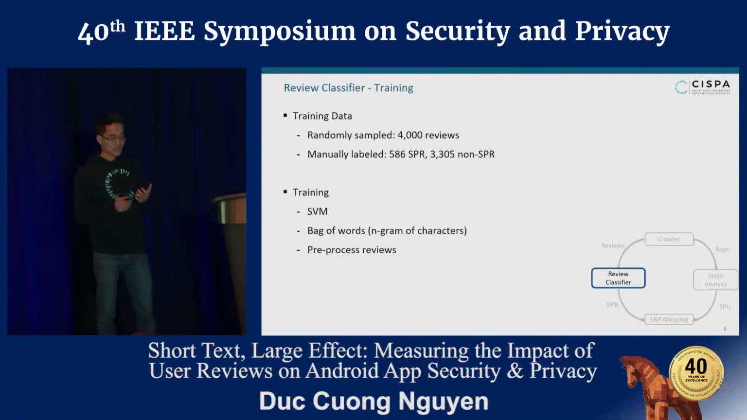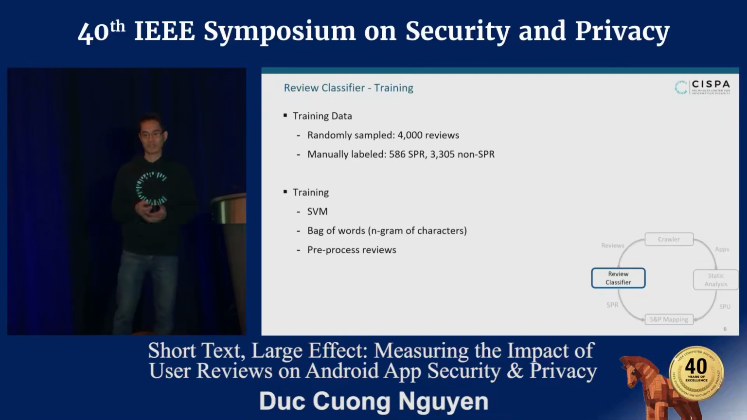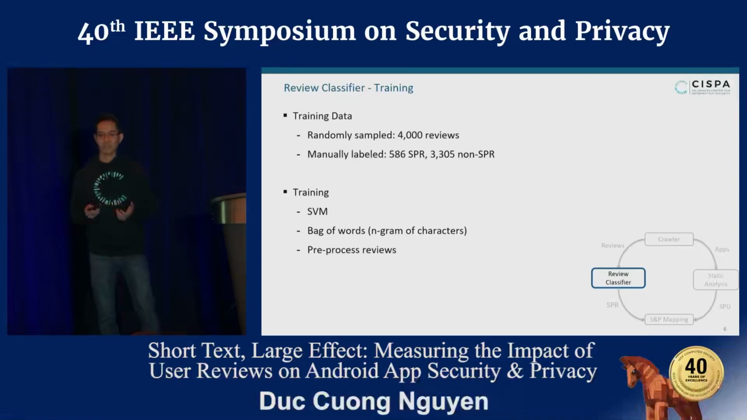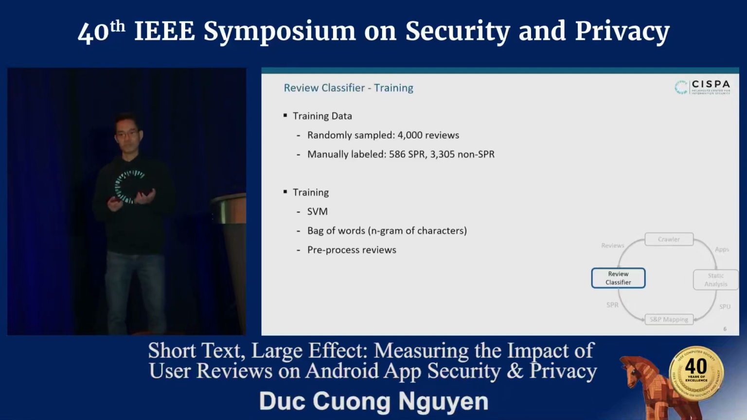So now we have the definition of what a security and privacy related review, or SPR, is. So we are going to build our review classifier. To obtain a training data set, we randomly sample 4,000 reviews and manually label them. We managed to label around 600 SPR and around 3,300 non-SPR. Some of the reviews cannot be labeled because they contain, for example, only one word, or they do not convey any information to the coders. To train our classifier, we use a support vector machine and use bag of words to extract features. In particular, we use n-grams of characters to extract features. Before feeding the reviews to our classifier, we apply some processing techniques such as stop word removal or stemming.